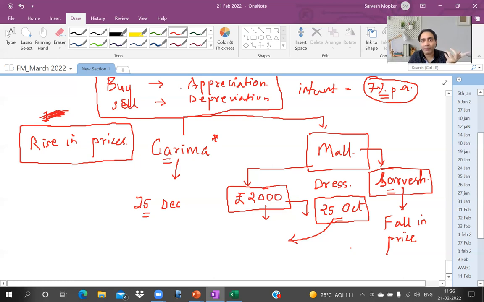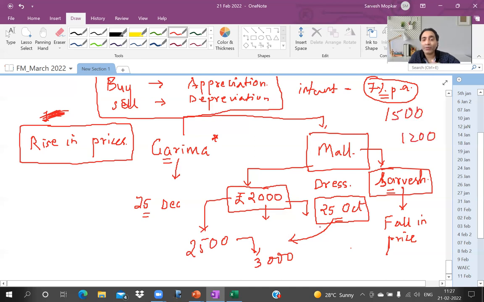And we have not discussed anything new, or you already know these things. That's why I give the example of the mall and all that stuff. Whenever you want to buy something, your risk is always the appreciation of prices. Logically, we have just seen, we have proved it. So Garima is afraid that the price can go to 2,500, maybe 3,000. That will be a loss for her. And for Mr. Sarvesh, maybe the prices will go to 1,500 or maybe 1,200. By the time it's 25th December, the prices may go down. This is my worry. This is my concern. Guys, is it clear? Have you understood this?